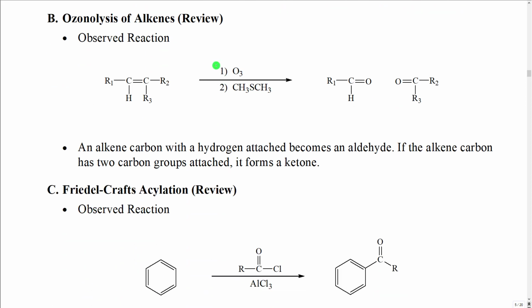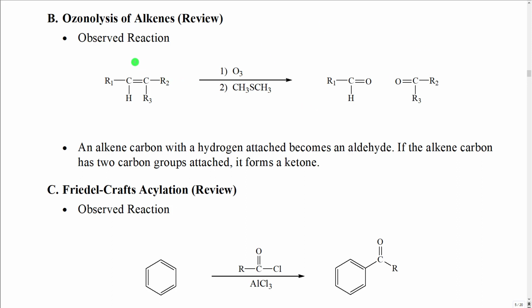Our second synthesis of aldehydes and ketones is going to use what we called ozonolysis. This is a review from our alkenes chapter. Ozonolysis starts with an alkene. We put in ozone gas, O3, and then we use a reducing agent. The most common modern one is dimethyl sulfide, CH3SCH3. In older textbooks, you might sometimes see zinc and acetic acid.